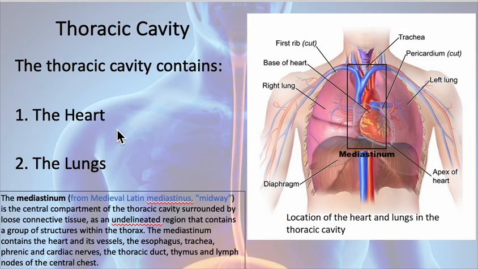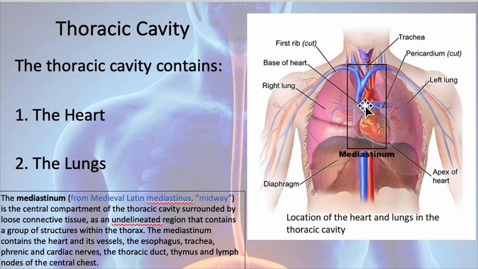So taking a closer look at the thoracic cavity, we can see in the center of the thoracic cavity is the mediastinum. Think of mediastinum as the middle, so in the middle of our thoracic cavity is the mediastinum. And it's actually the Latin word for midway. This is the central compartment of the thoracic cavity.